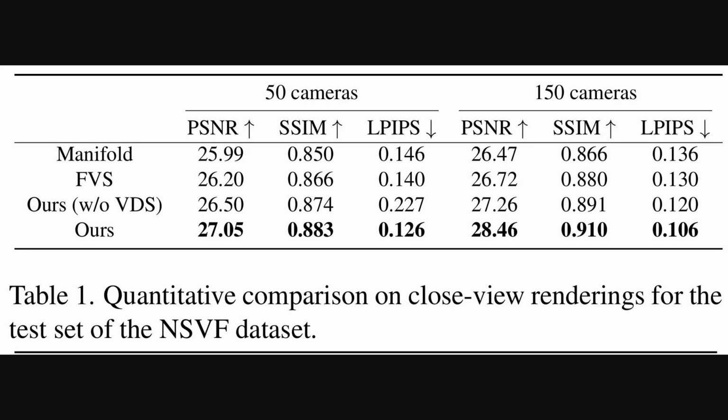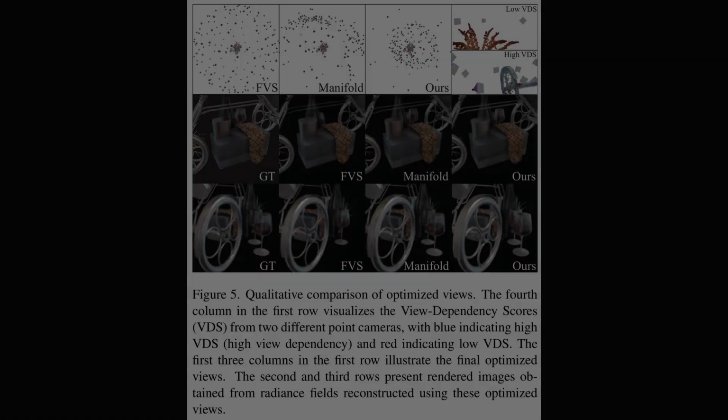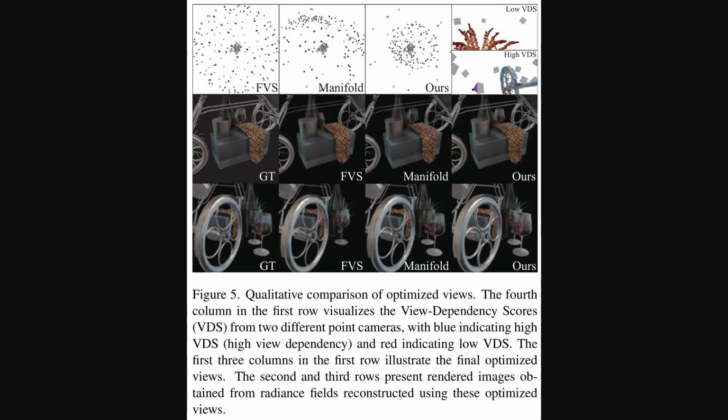While the previous figure described the full pipeline, Table 1 reports close-view quality on the NSVF test set, comparing manifold, F versus S, our variant without the view dependency score, and the full method. With 50 cameras, PSNR rises to 27.05 and SSIM to 0.883, while LPIPS drops to 0.126. With 150 cameras, gains grow to 28.46 PSNR and 0.910 SSIM, which indicates sharper details because directional sampling concentrates where appearance changes fastest.